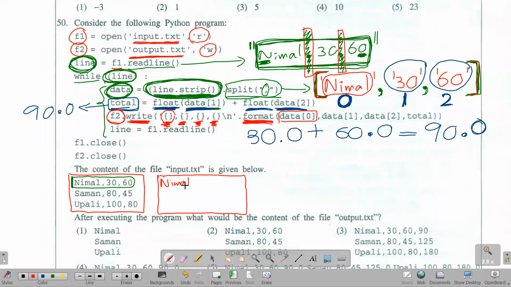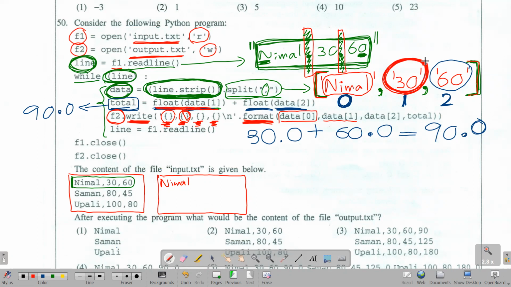Then it says data 1, that goes to the second placeholder. Data 1 means what? Data 1 means 30. It is not 30.0, it is 30 because it is talking about the list, the value of the list. The 30.0 may be float data 1. It does not affect the value inside the list. It is just 30. Right?